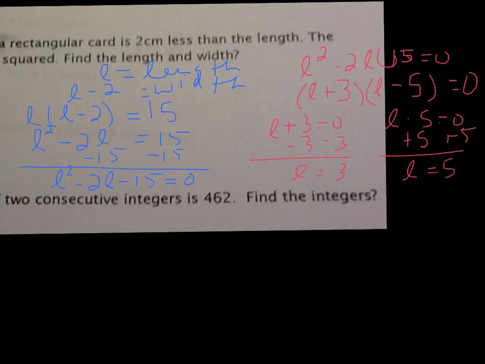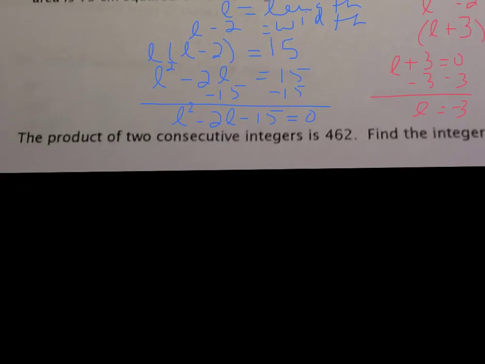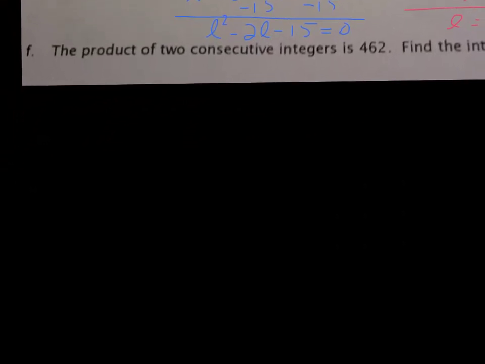And we know that the width is the length minus 2, which is 3. So we have 5 centimeters for one side and 3 centimeters, oops, that's a cm, for the other side. There you go, and 3 times 5 is 15, so we're good. All right, that worked out pretty well. So let's check out the last one.